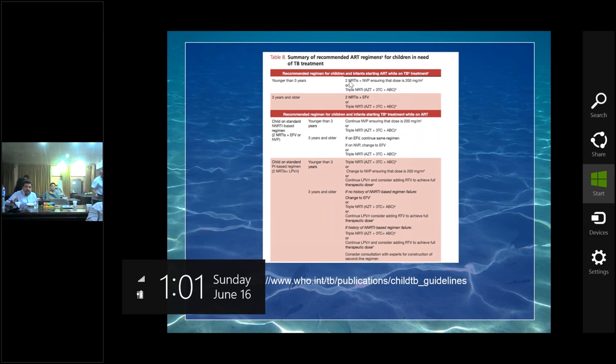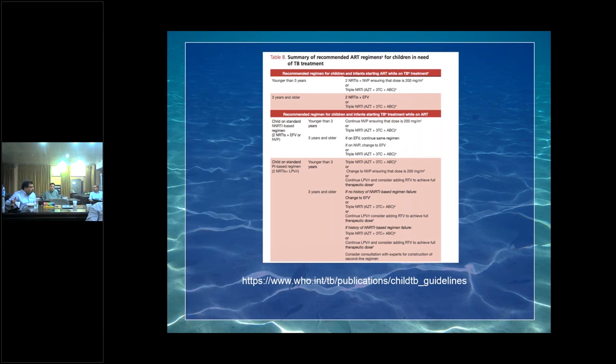Hello, it's nice to join you all today. I'm going to talk about HIV and TB co-infection, and also with a concentration in pediatrics, because that's a very challenging field, and I know most of the patients are actually children in this group.